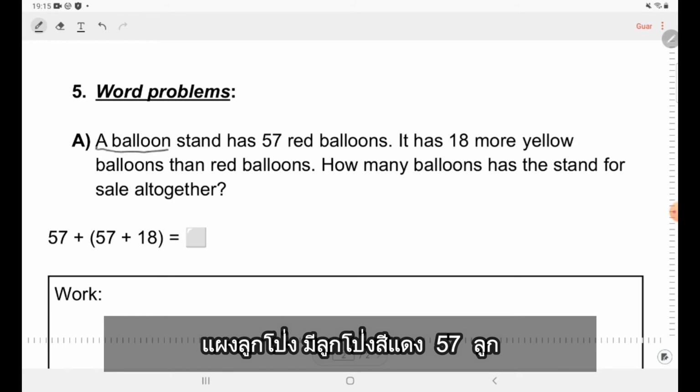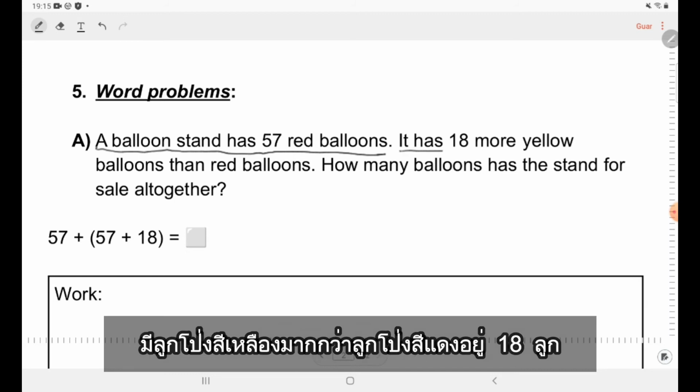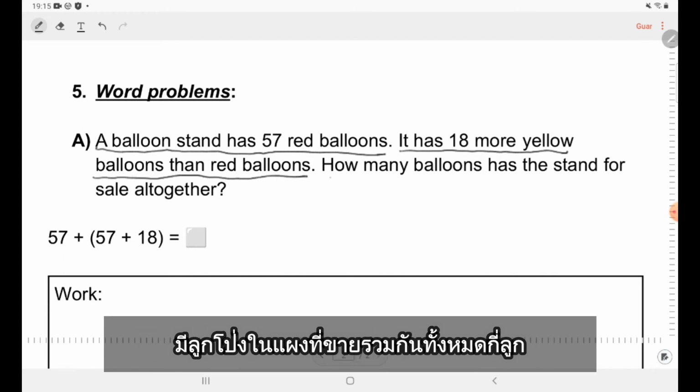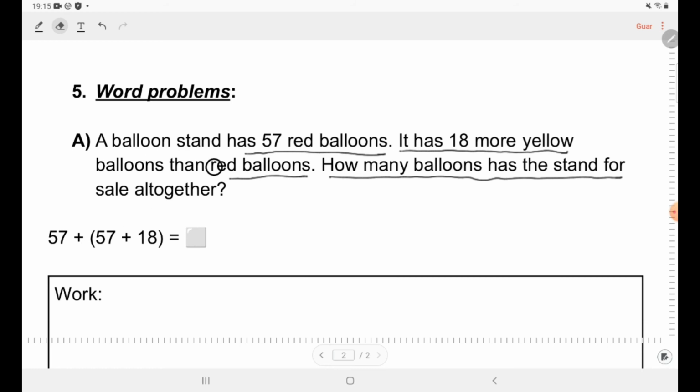A balloon stand has 57 red balloons. It has 18 more yellow balloons than red balloons. How many balloons has the stand for sale altogether? Okay, thank you for your reading.